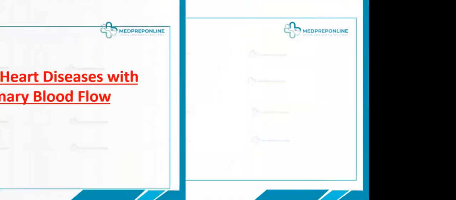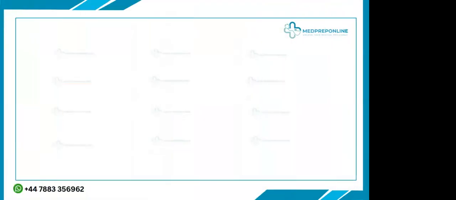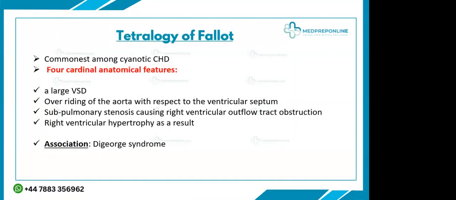So first of all, we are going to talk about the cyanotic congenital heart diseases with decreased pulmonary blood flow, and which ones these diseases are: TOF, then tricuspid atresia, Ebstein anomaly, and the pulmonary atresia. These are the four which are going to present with decreased pulmonary blood flow. We will cover these four diseases, and after that we will again take a break of 5 to 7 minutes.